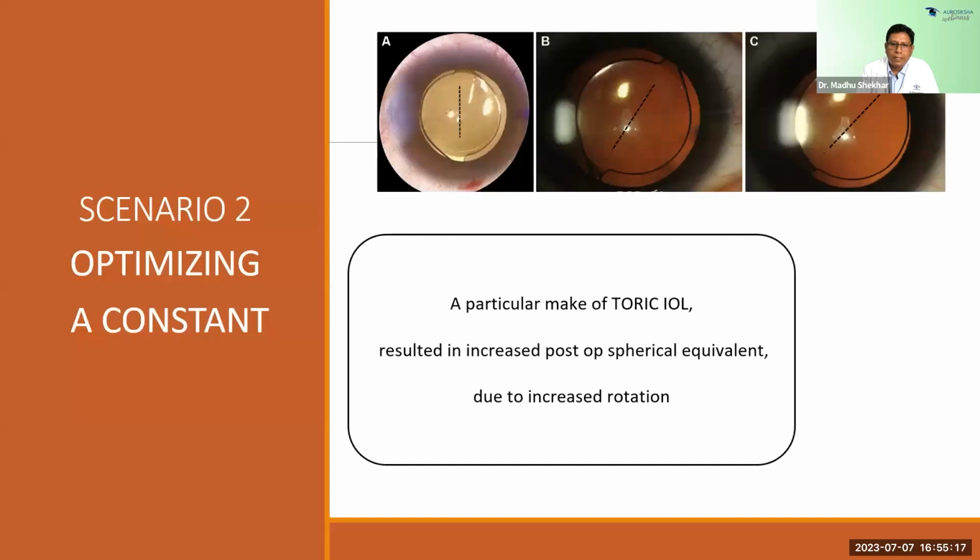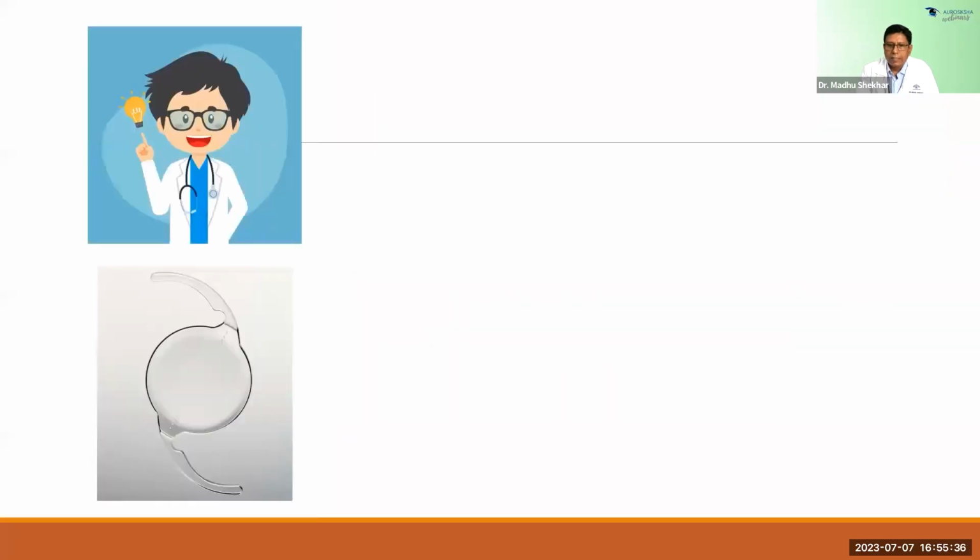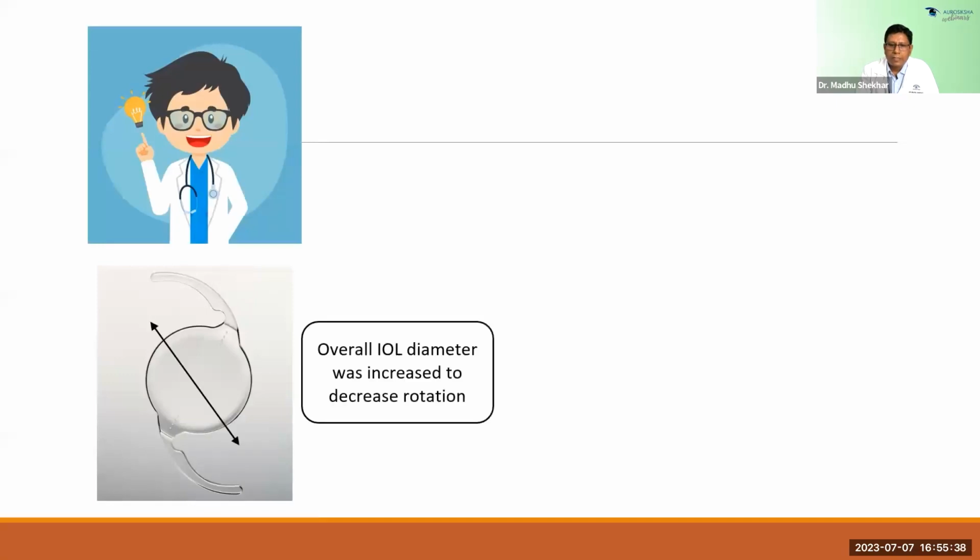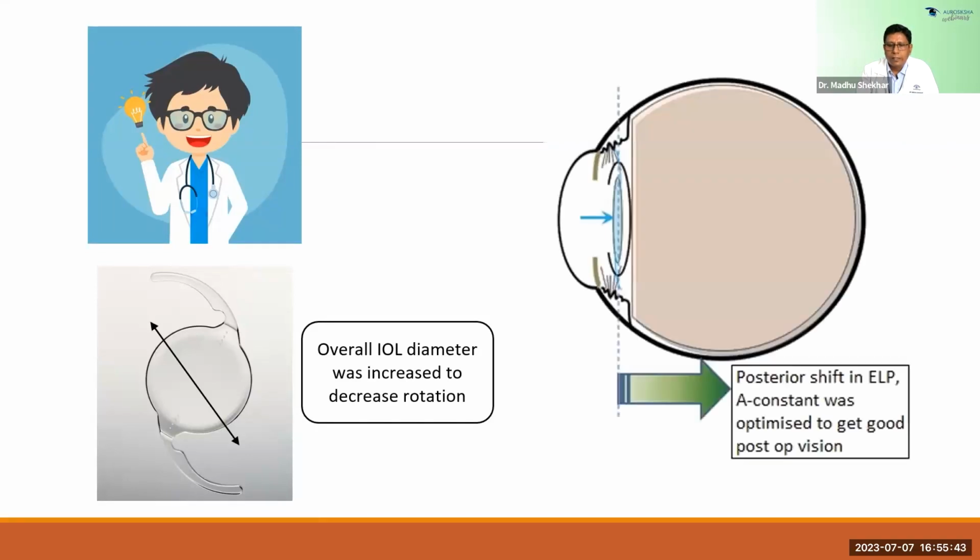In the second scenario, about toric IOL, it was an in-house inbuilt toric IOL. We found that the post-op spherical equivalent was not good due to increased rotation of the IOL. So in that case, we increased the overall diameter of the IOL to reduce rotation. But increasing the diameter of the IOL shifts the IOL slightly posteriorly.